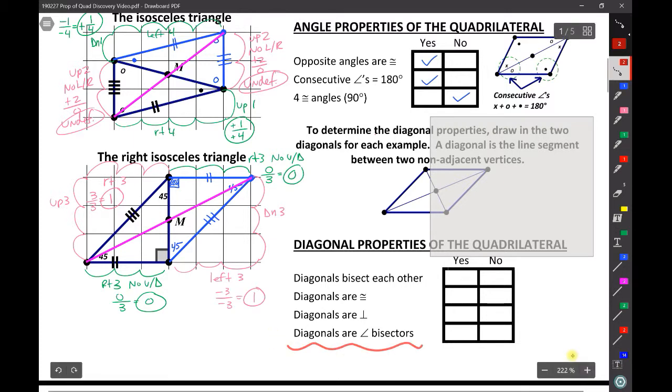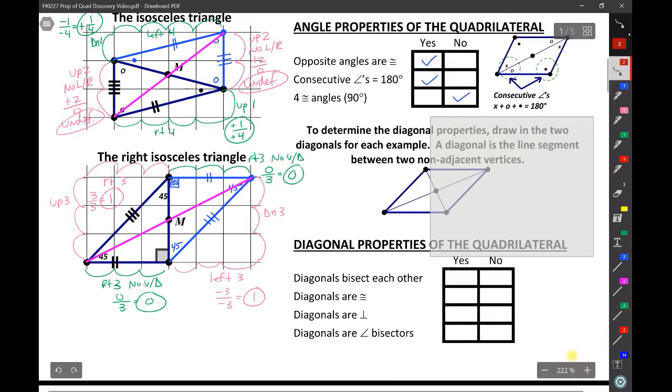Diagonals are angle bisectors. Okay, so what that means is that the 2 opposite angles, right? Diagonals connect opposite angles. The 2 opposite angles get cut exactly in half. So I'm going to give you an example over here. For example, this diagonal right here, if it were an angle bisector, what that would mean is that this angle and this angle got cut into 2 equal parts.